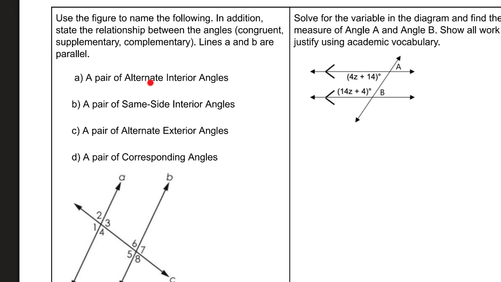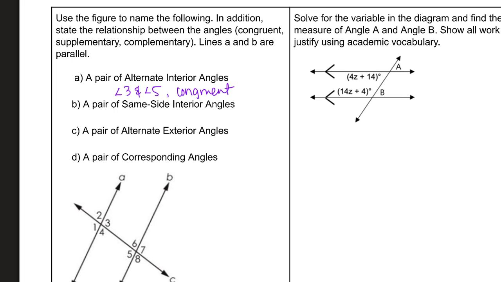So remember, the alternate part means that we're on opposite sides of the transversal and on the inside of the parallel lines. So 3 and 5 would be considered alternate interior. 4 and 6 would also be considered alternate interior. So I'm going to say angle 3 and angle 5. Remember that alternate interior angles are congruent.